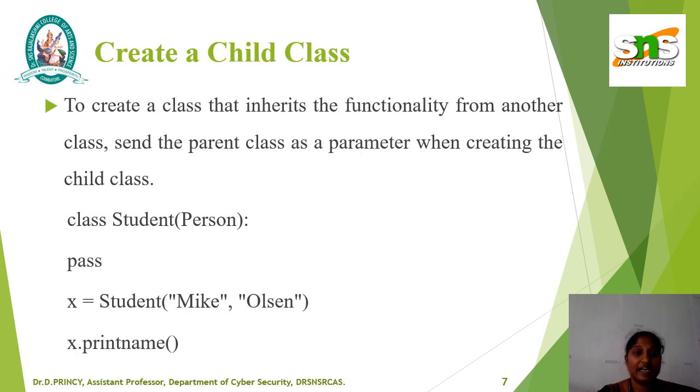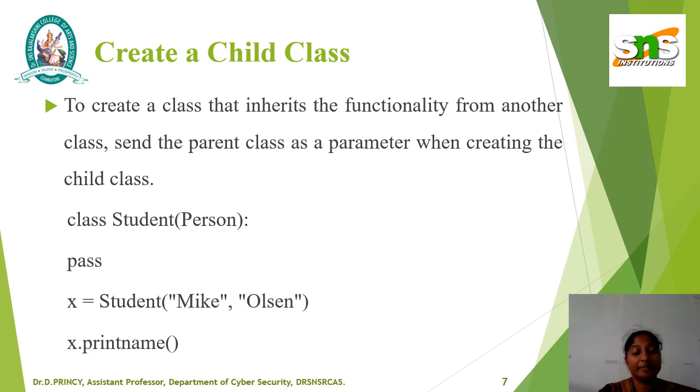In creating a child class, to create a class that inherits the functionality from another class, we can pass the parent class name as the parameter to the child class. For example, class Student. Student is a child class. I am deriving this class as a child class from the parent class Person, so I'm passing the parent class name as a parameter. This is the way to inherit a class from another class in Python. It does not have any statement, so I can use pass.